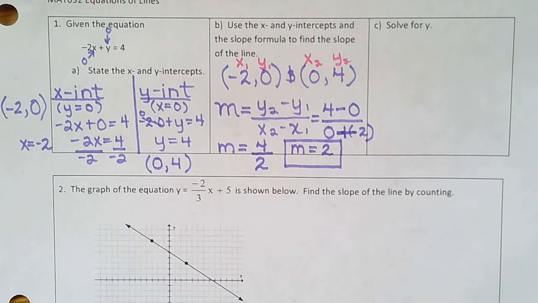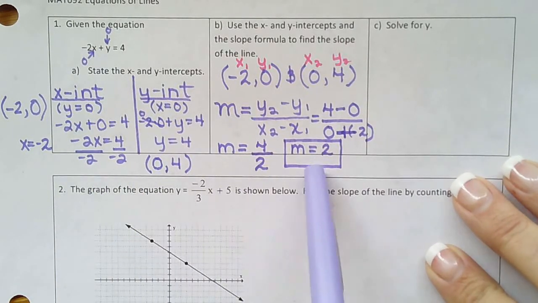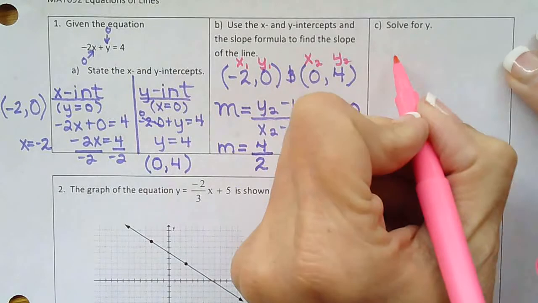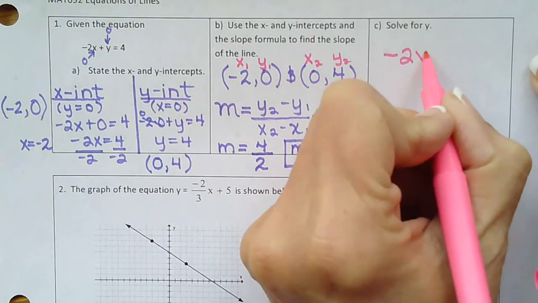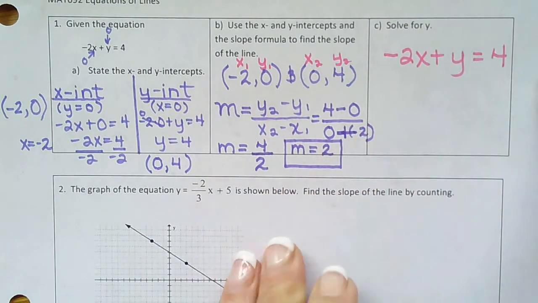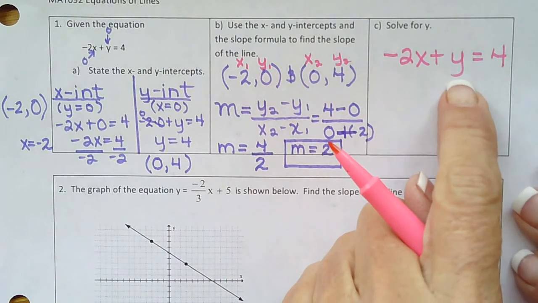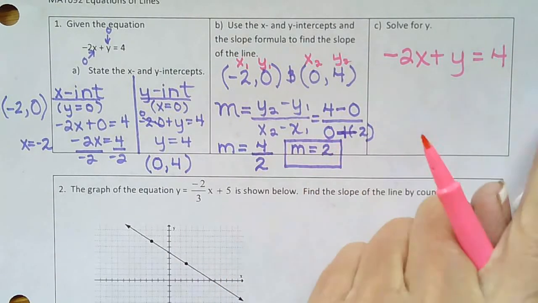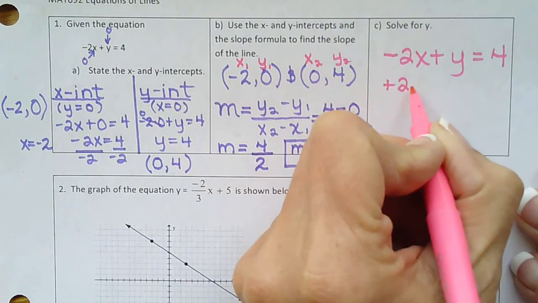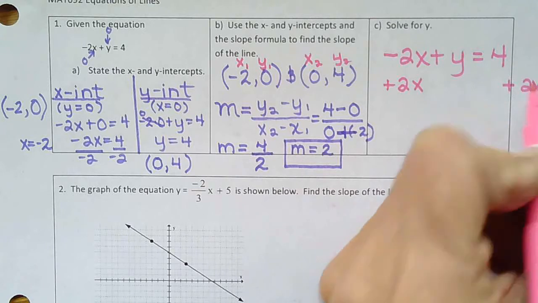So there's our review of finding x-intercepts, finding y-intercepts, and finding the slope. Now we're going to solve for y. So we take the same equation, and we did this several times on the last page, so you should be really good at it by now. So solve for y means get y all alone, everything else on the other side. So since we're crossing the equal sign, we do have to do the opposite. So plus 2x, plus 2x.